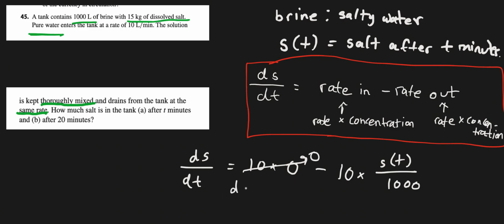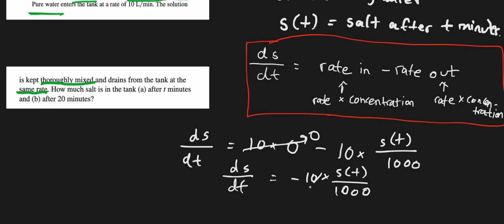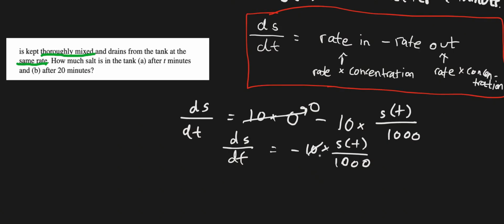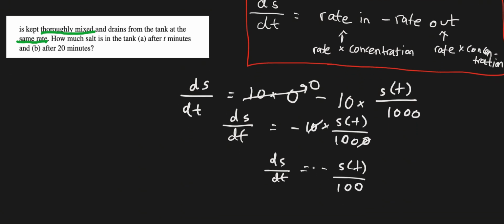And so ds by dt is equal to -10 times S of t over 1,000. And of course, you can include units. I did not, but you can for sure. The zeros will cancel. So ds by dt is equal to -S of t over 100. Okay, this is interesting now.